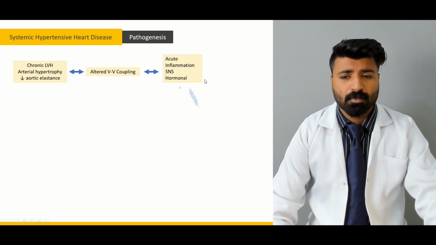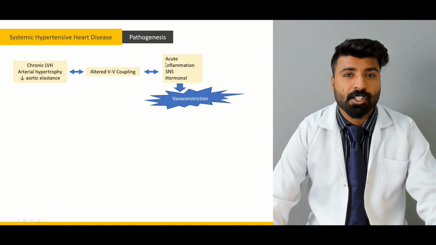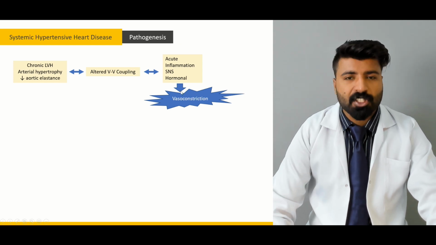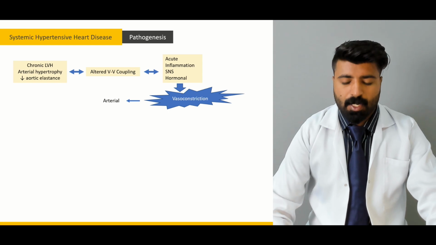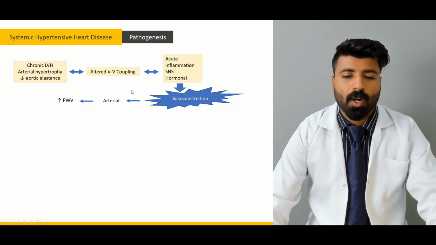So all of it will lead to vasoconstriction. We all know that during acute inflammation or attack or any kind of infection, the sympathetic nervous system comes in and causes vasoconstriction, and hormonal effects will contribute to it, and all of these factors will lead to vasoconstriction. When vasoconstriction has happened, what's going to happen? It can be arterial, it can be venous, but mostly vasoconstriction is arterial.